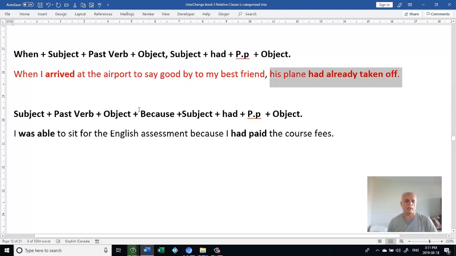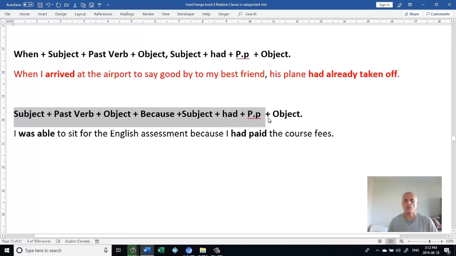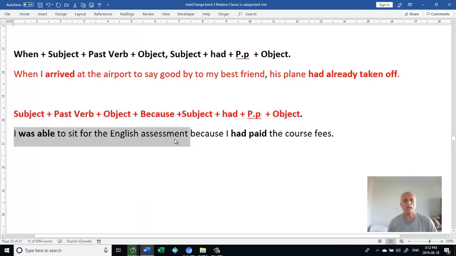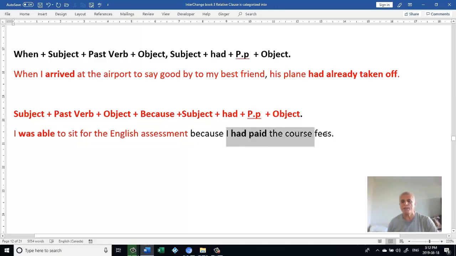Let's go to the other one. Subject, past verb, object, because, subject, had, past participle, object. I was able to sit for the English assessment. That's the first clause. Then we have because, connecting the reason. I had paid the course fees. It means paying the course fee happened before doing the assessment.